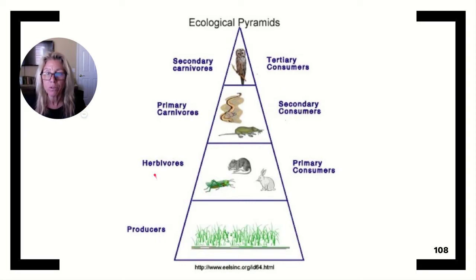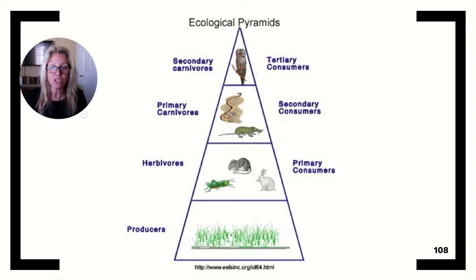But you can see producers. Here's your herbivore, primary carnivores, secondary carnivores. Here it's breaking it down by consumers. Primary consumer, secondary consumer, tertiary consumers, and then we can take it another level. This is the first trophic level, second trophic level, third trophic level, and fourth trophic level. So I wanted to kind of put it all together for you.